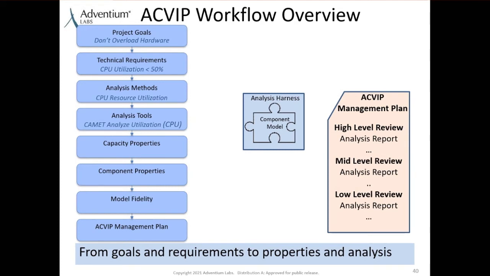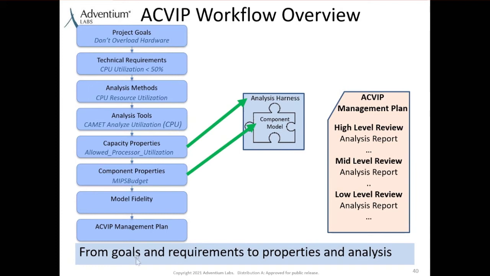Now, if we select that particular tool, that leads to some very specific properties that need to be in the model. For example, we need to have a property in our model or in our analysis harness that reflects this requirement. It would be an allowed processor utilization requirement. That's literally the name of the property. We also have properties that need to show up in the component model. The component needs to have MIPS budgets for the different software components.